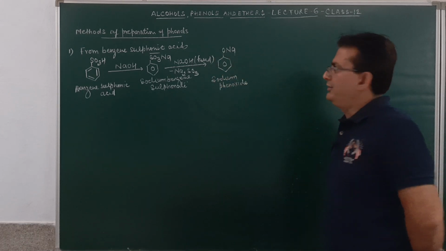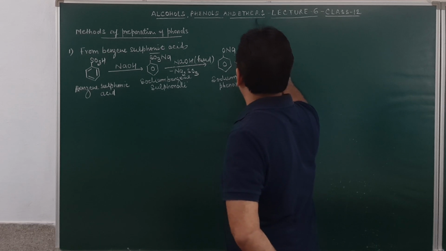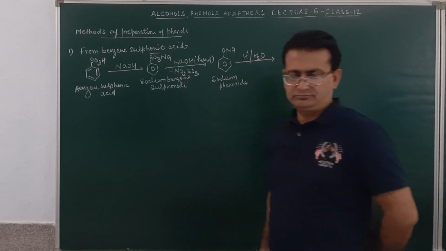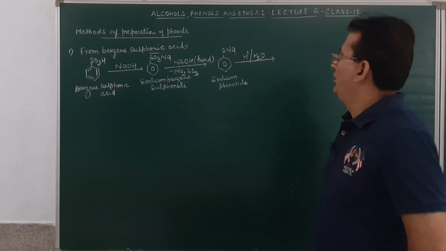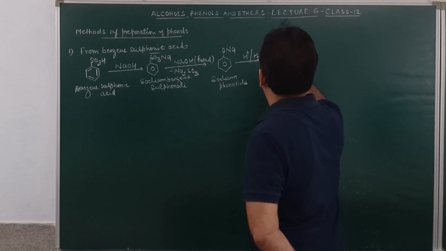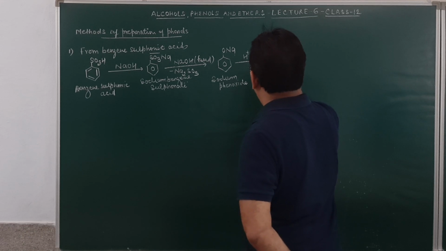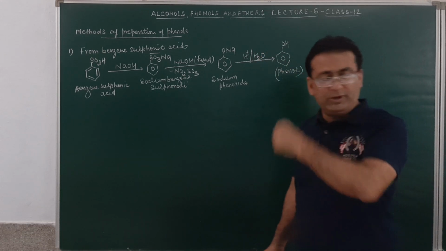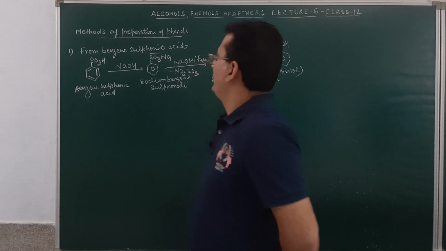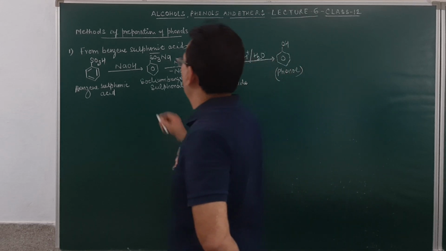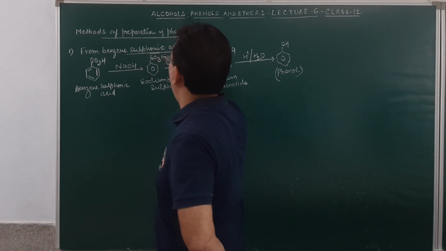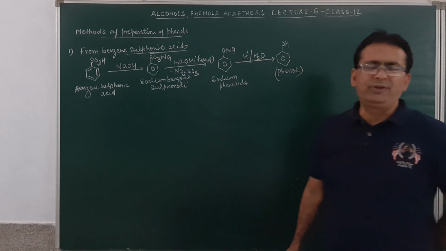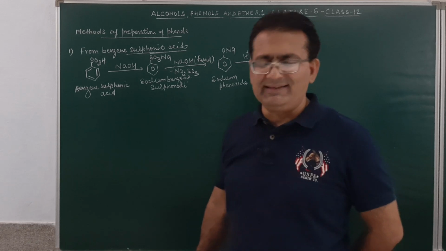This sodium phenoxide, when hydrolyzed with water in presence of acid, the product obtained will be a phenol molecule. So the first method of preparation of phenol will be from benzene sulfonic acid. If someone asks you how will you obtain benzene sulfonic acid?